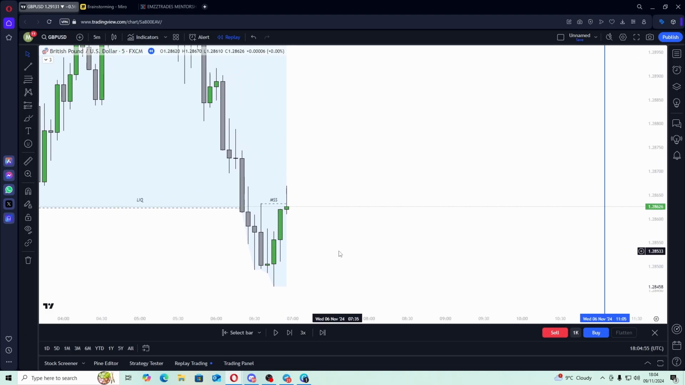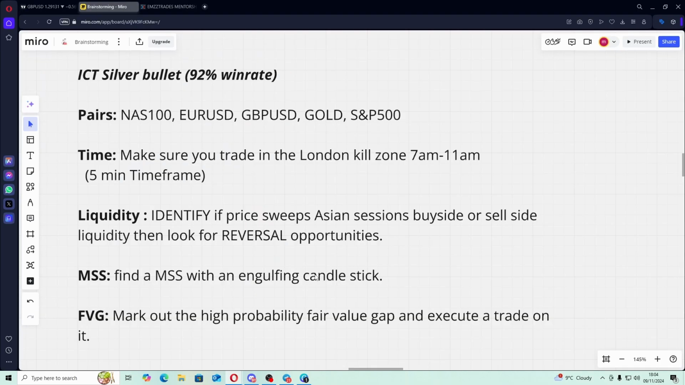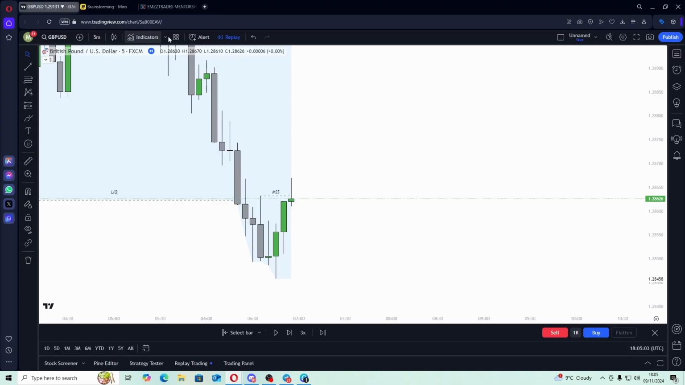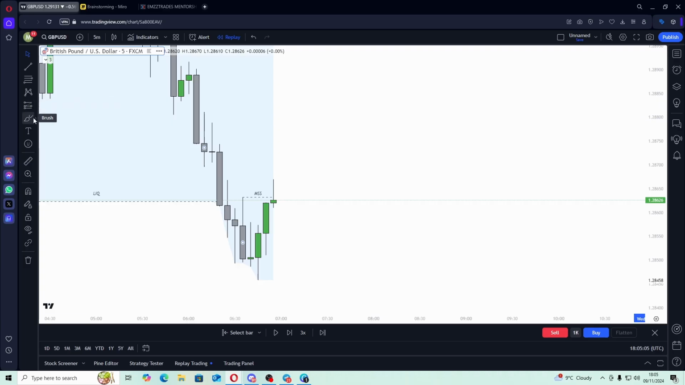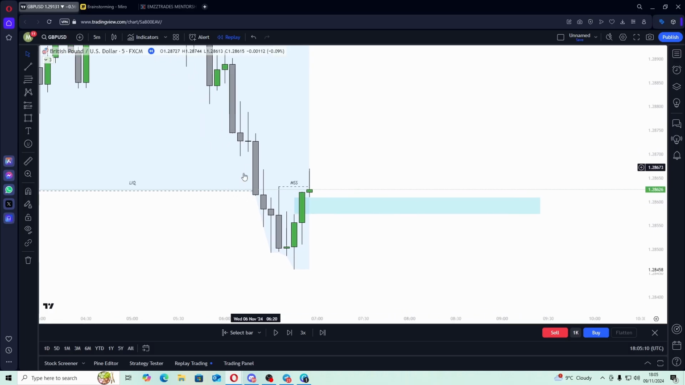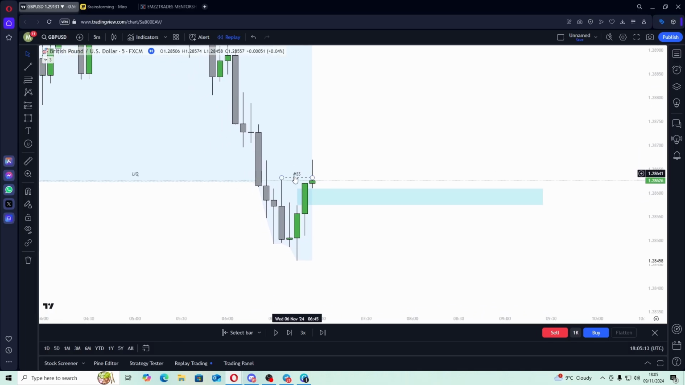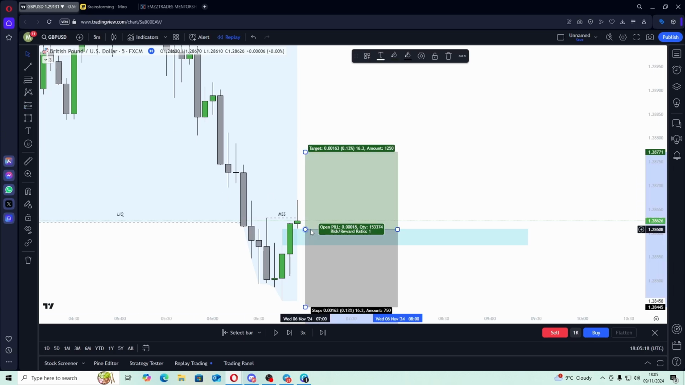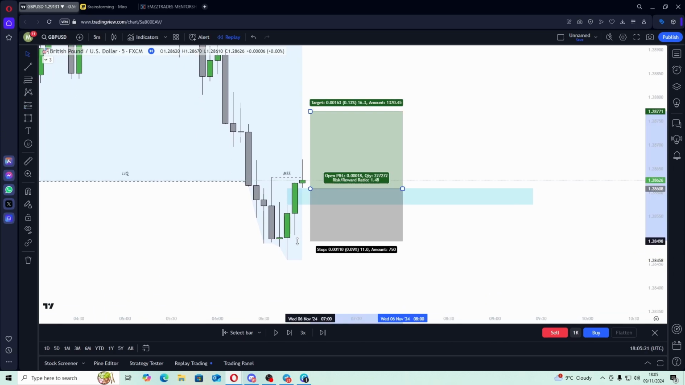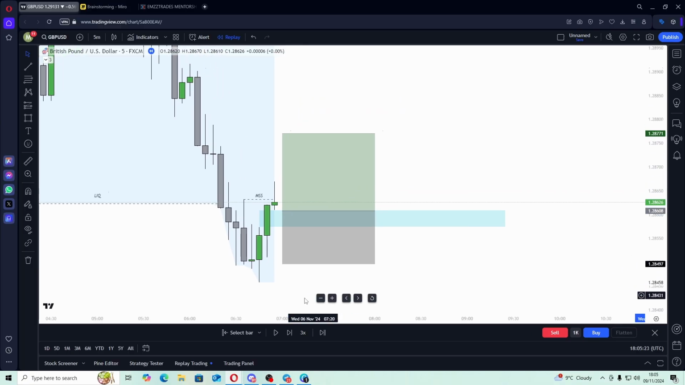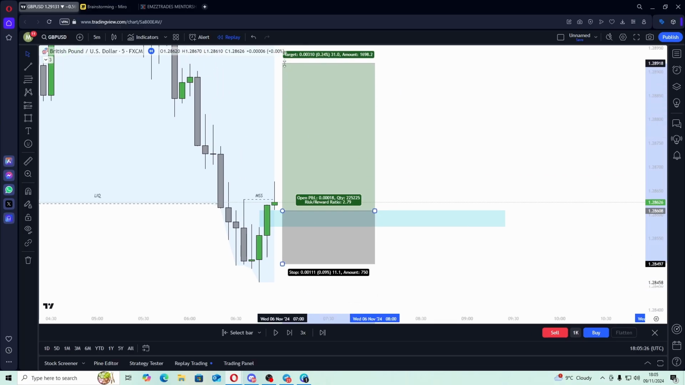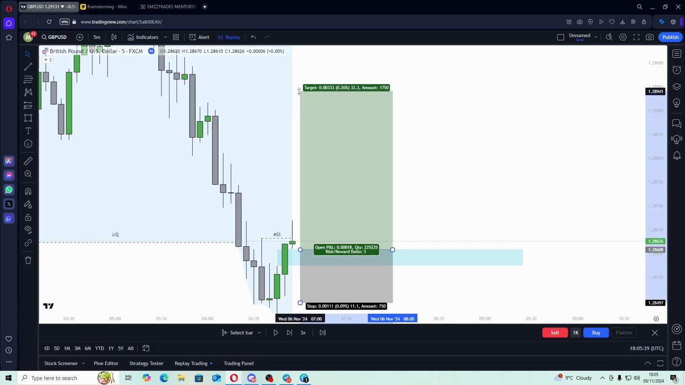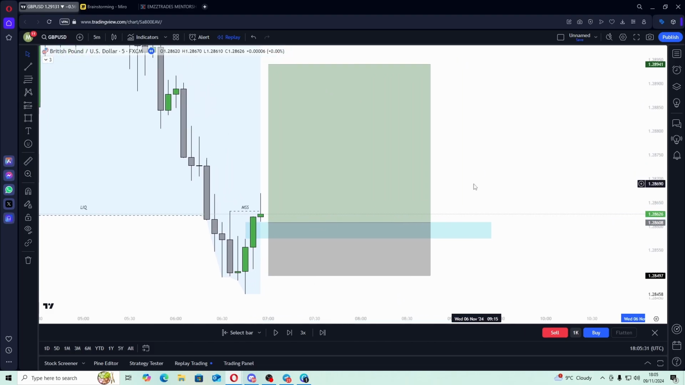Once we've identified this market structure shift, what we've got to do is mark out the high probability fair value gap, and we can execute straight on that. I'm going to be marking out the fair value gap right now. Let me just put this right here. You see this is an amazing fair value gap because it's inside the market structure shift zone. All we've got to do now is place the trade towards the upside. I'm going to be placing a buy, putting our stop loss just below this FVG candle, and putting our take profit at a 1-to-3 risk to reward ratio. Once you've done this, you're going to see how well this trade actually runs up.